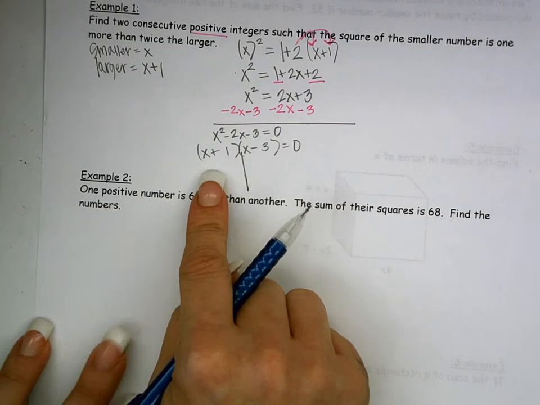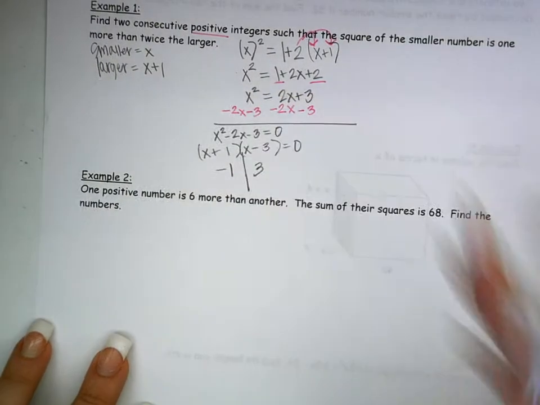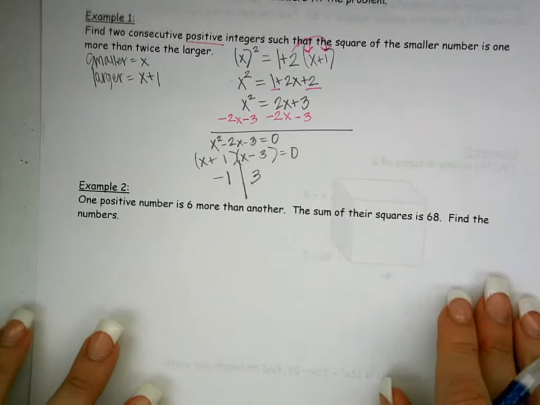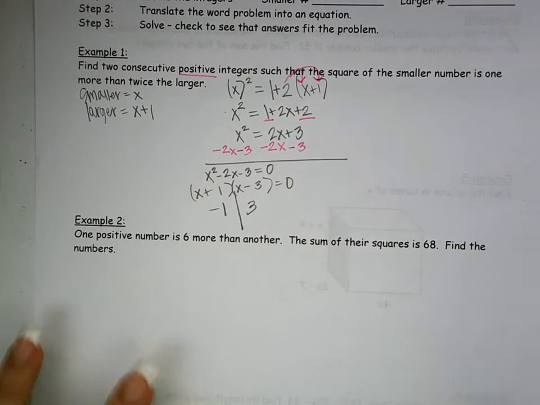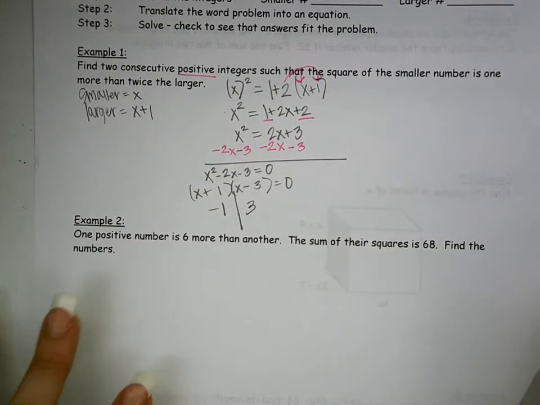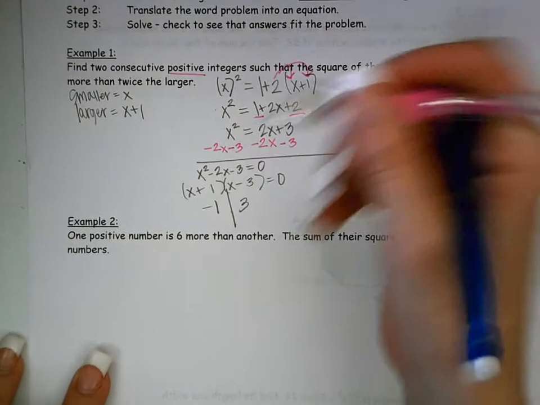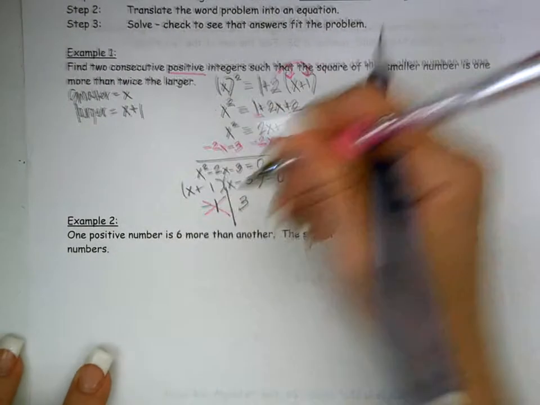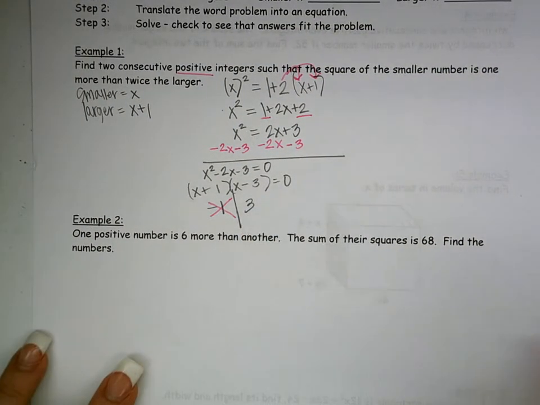Then set each part equal to 0. So this becomes negative 1. This one becomes positive 3. Are you done? Not quite. One of these doesn't make sense. Why does one of them not make sense? The negative doesn't work because your original equation said positive. So this is called an extraneous solution. It just means a solution that doesn't work. So your first answer is 3.